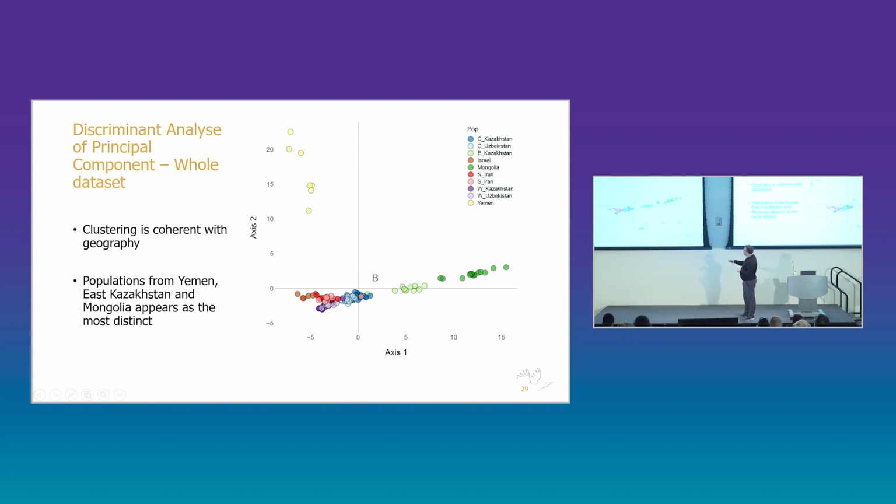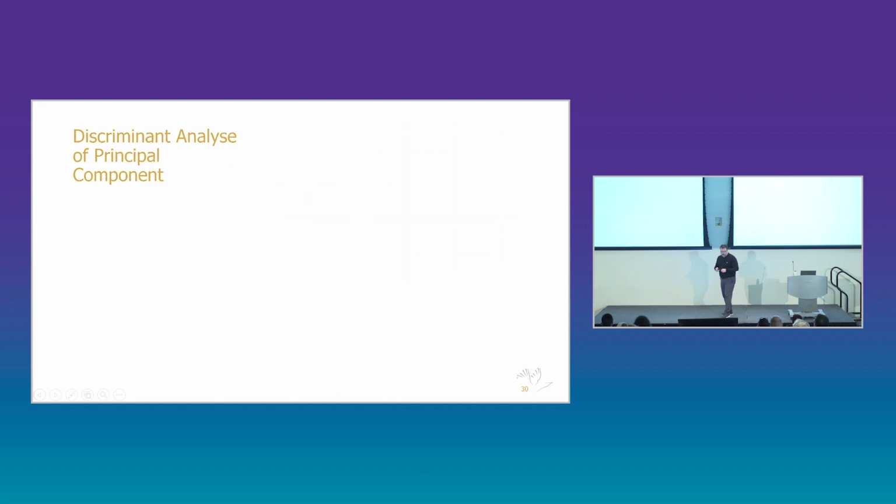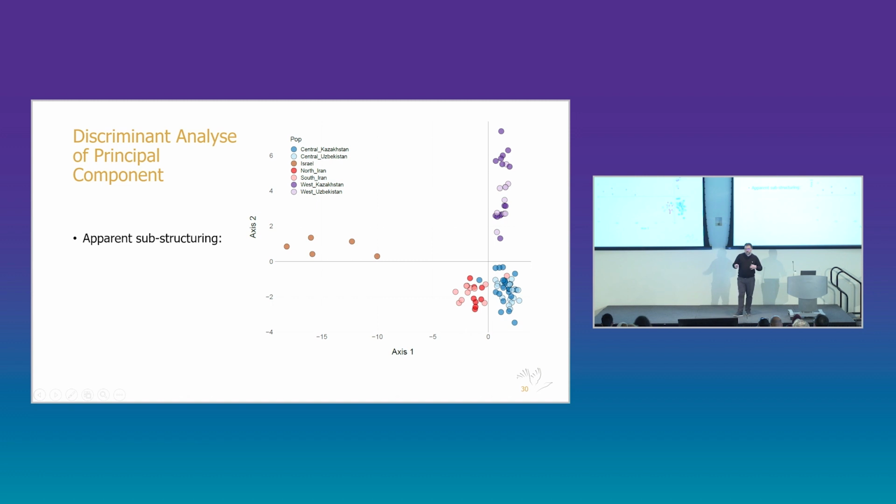And then if we look deeper at that big block or potato here, there is an apparent substructuring where the Israel population is showing on its side. Then there is a second cluster where we have the Iranian population with the central populations of Kazakhstan and Uzbekistan. And a third cluster here with populations from western Kazakhstan and western Uzbekistan.